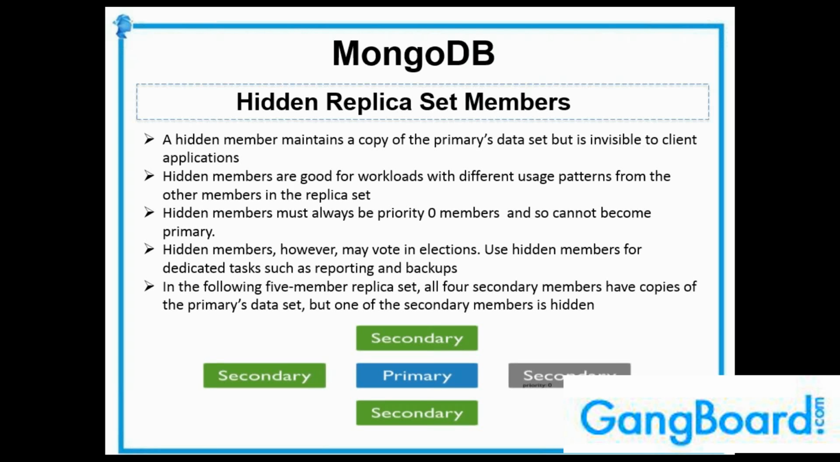For each and every application, you will be using some drivers to connect to MongoDB. So if you make this node hidden true, then this node will not be visible to the drivers. So it means no reads and writes will be pointed to this hidden node.